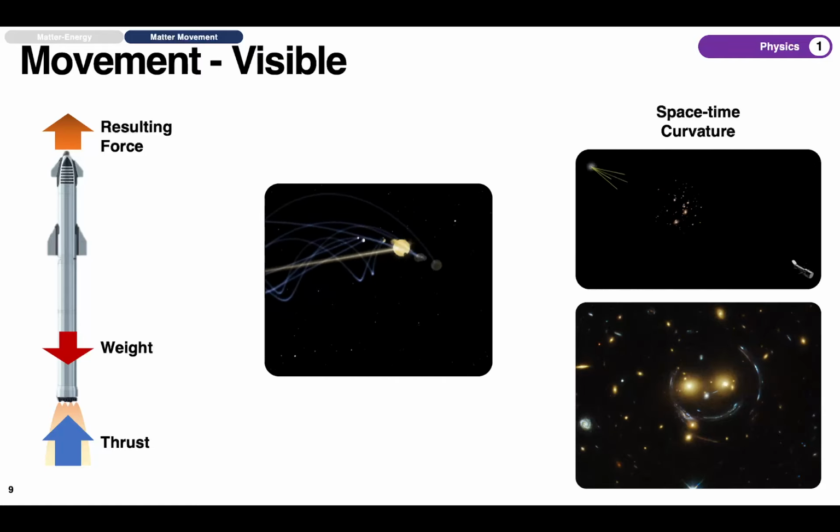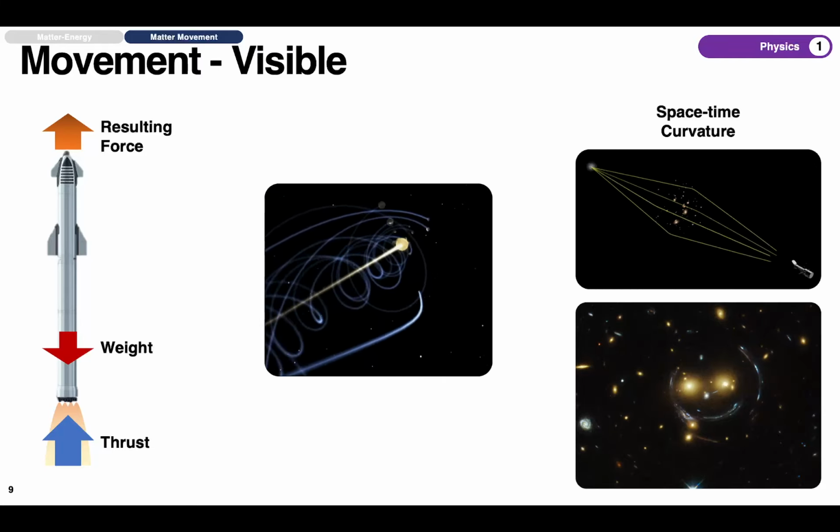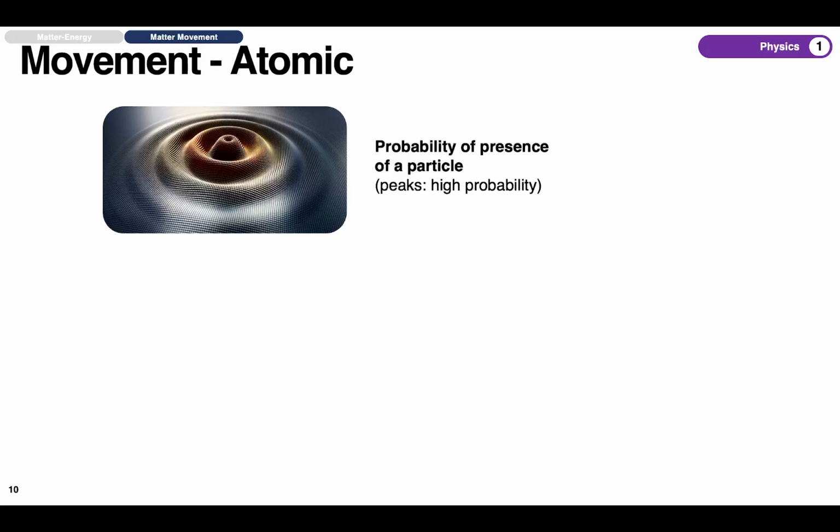Now, this is kind of at the visible scale how things move. How do they move at the atomic and subatomic scale? When we go to that scale, particles do not obey the laws of Newton, nor do they obey the laws of Einstein, but they follow other rules in what we call quantum mechanics.